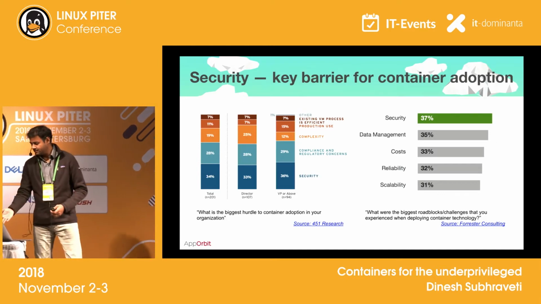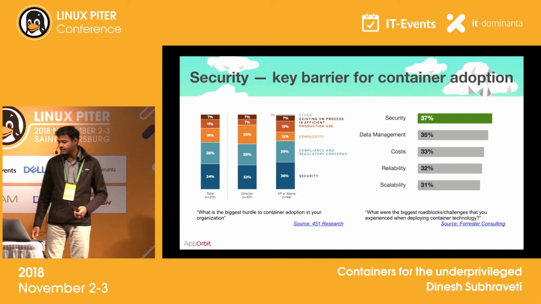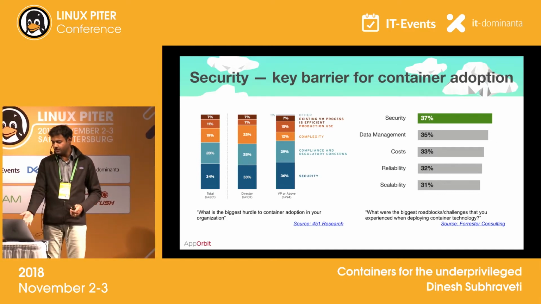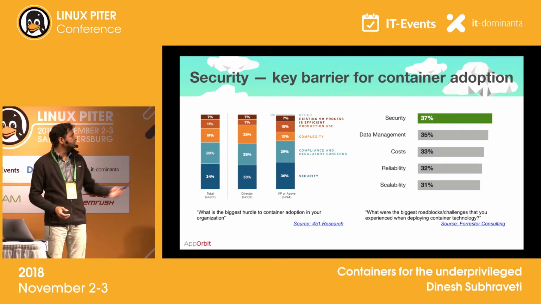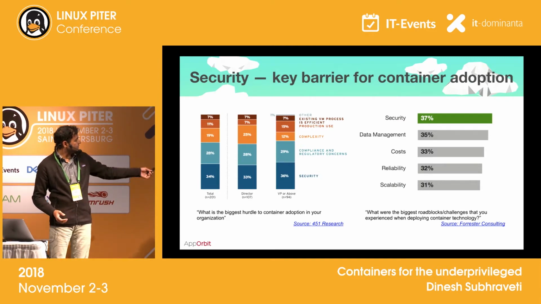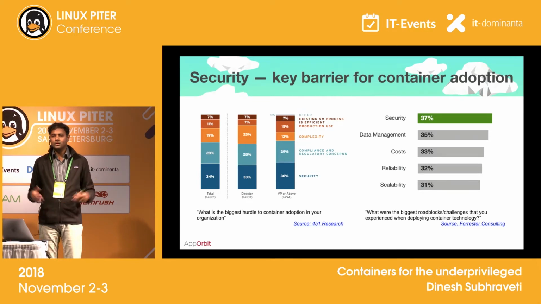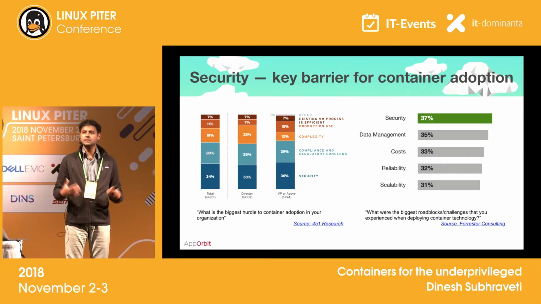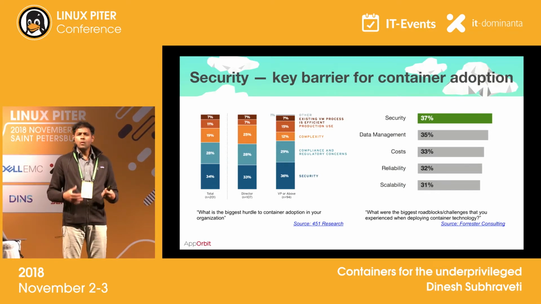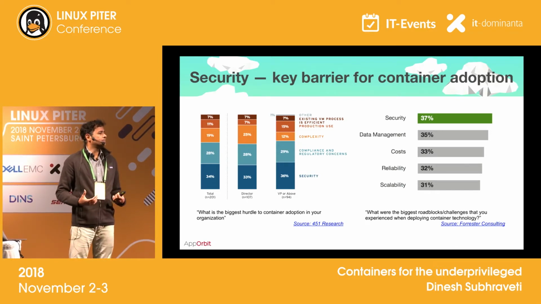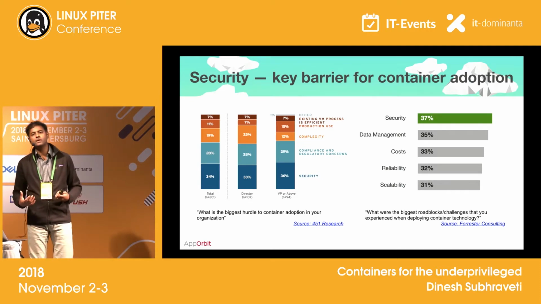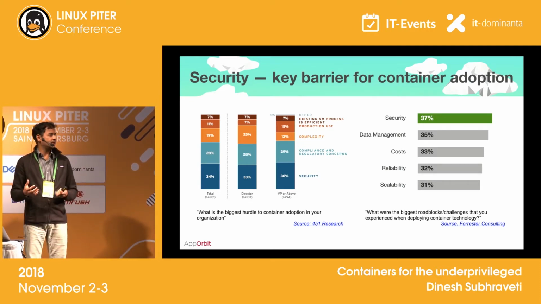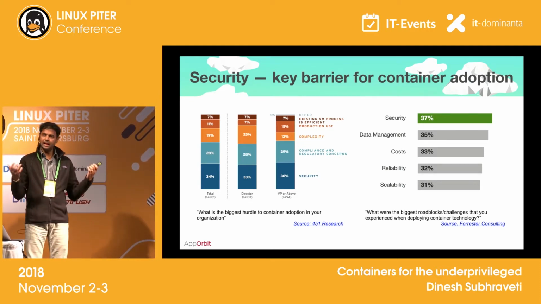I've picked up some market research here from 451 Research and Forrester. When they did the survey, what was the main problem in adopting containers in the enterprise? It is security. Why is it such a problem? Why should it be different to run an application as a containerized application versus natively? Why should it be different?